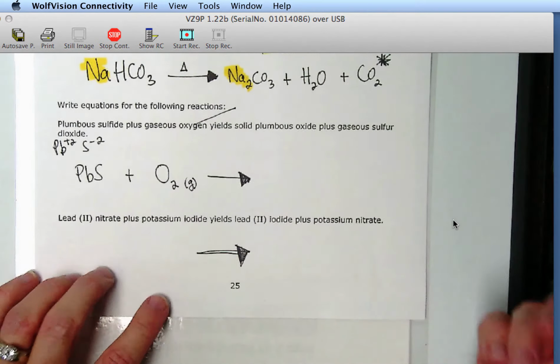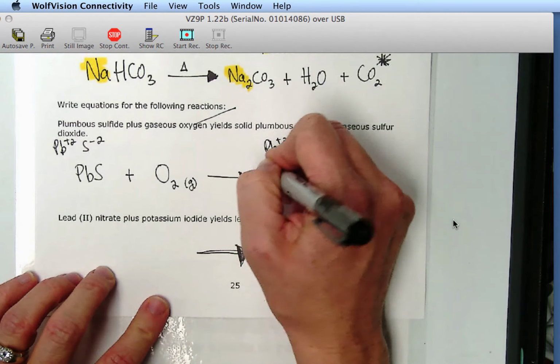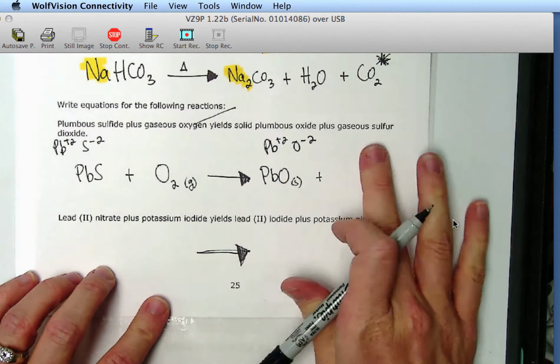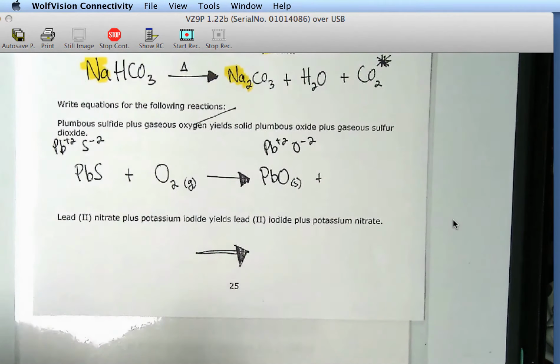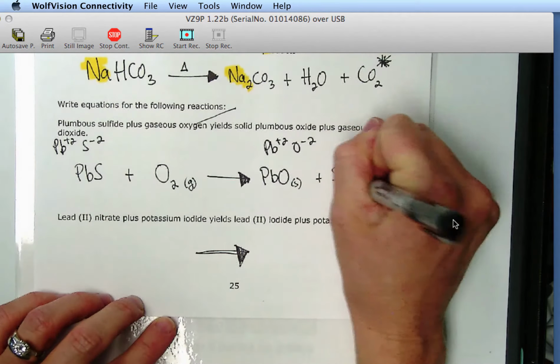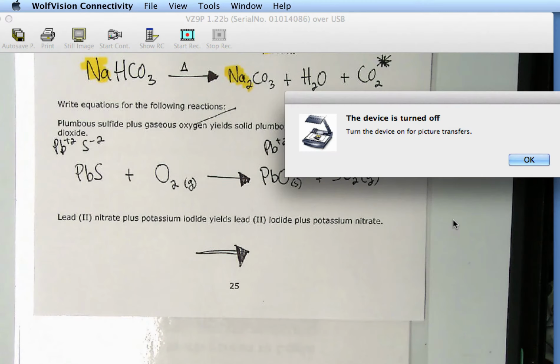Okay, plumbous oxide. That's PbO, and it says solid, so that would be an S. Gaseous sulfur dioxide. What's the formula for sulfur dioxide? SO2. Yes, so you could see that, but you're not at all required to have that. I just wanted to show you what it's like so that when you see it, you don't think, oh my gosh, is this something else I have to balance or deal with? No. So you would put solid for the first thing? Yeah, it wasn't explicitly stated, but yeah. But we don't have to remember that.